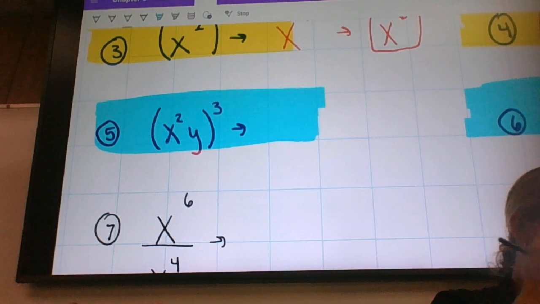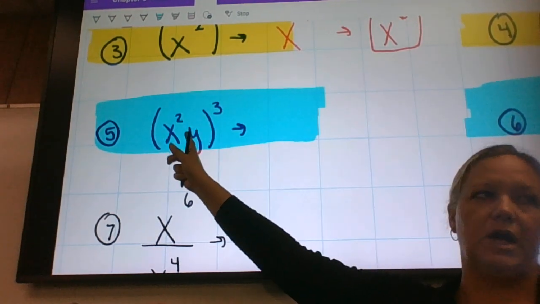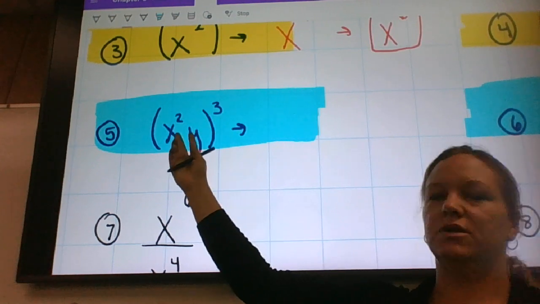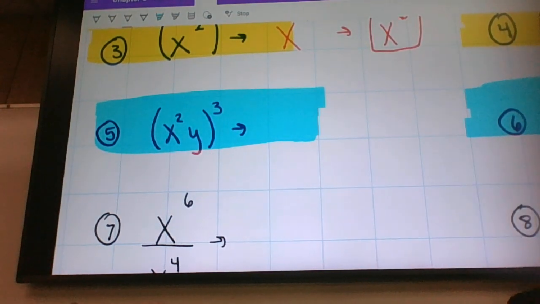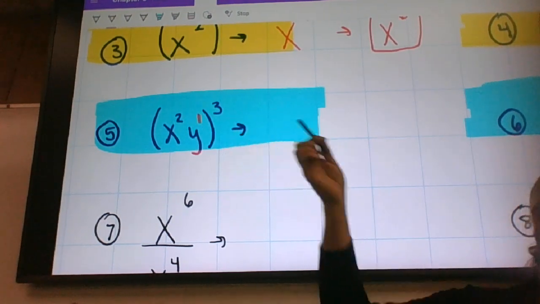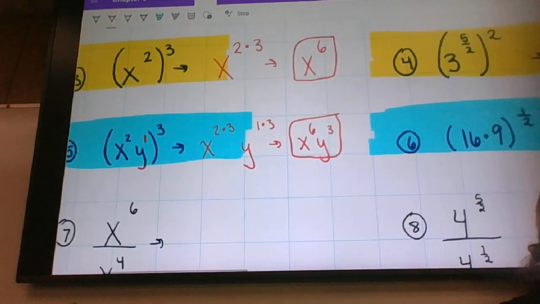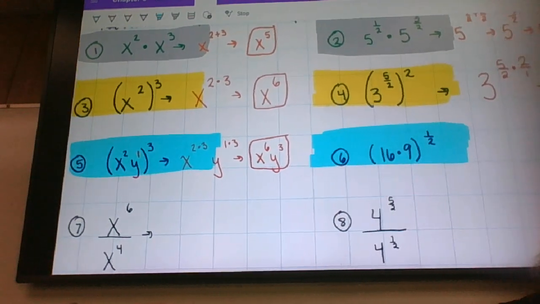Okay. So now, same idea. This is power of a power and power of a power. But there's just two, right? So you know what I like to do? I like to put a little one in next to the Y, the invisible one, so I remember to use that. So it's X 2 times 3, Y 1 times 3, X to the 6, Y to the 3rd. Pretty sure I heard Calvin say that.